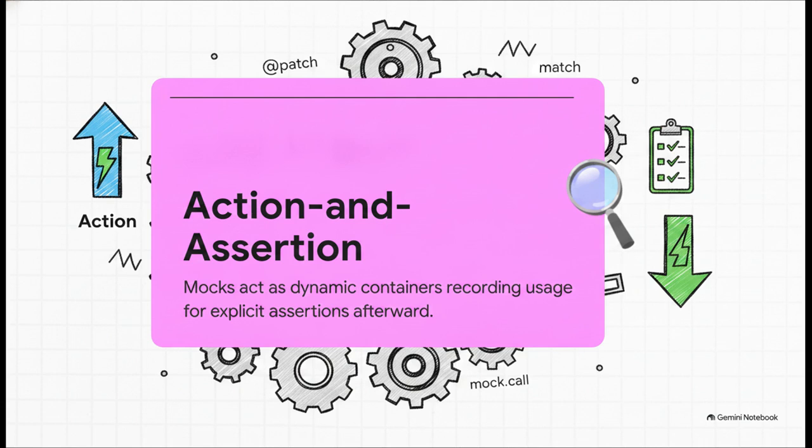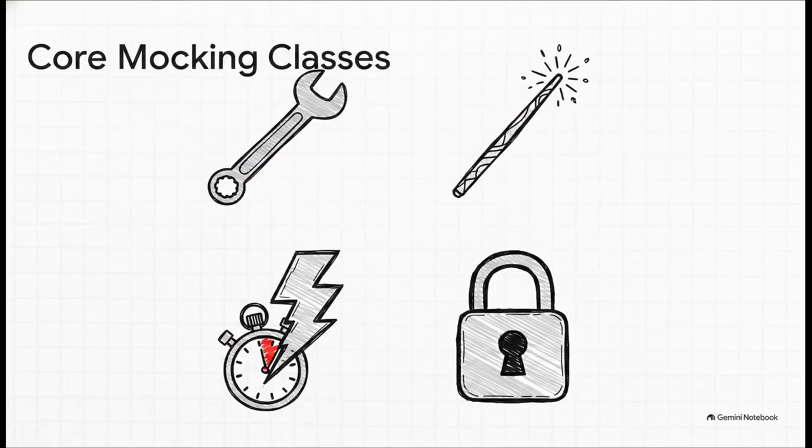If your code accesses a method on a mock that doesn't actually exist, the mock doesn't crash. It just casually creates a new child mock, registers it, and returns it. After all the action is done, you then step in and make explicit assertions about what just happened. It's incredibly flexible. To actually wield this engine, you've got a whole toolbox of classes at your disposal.